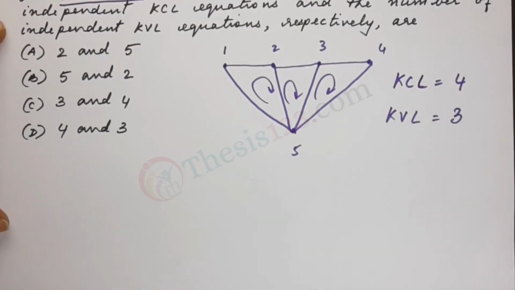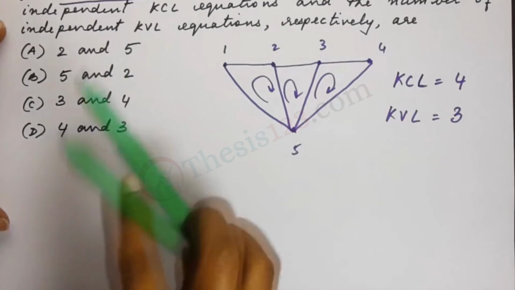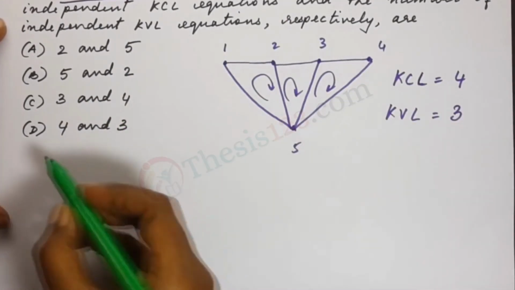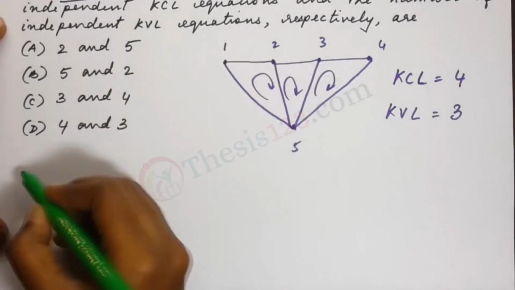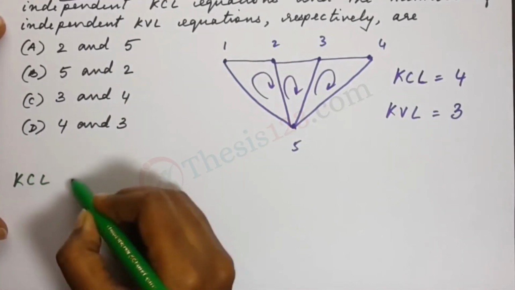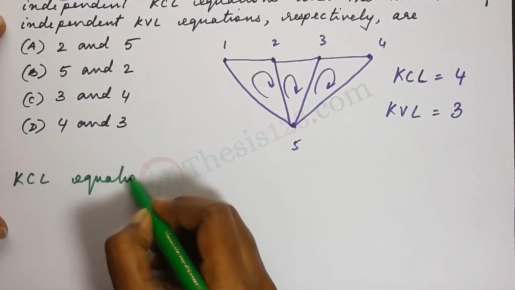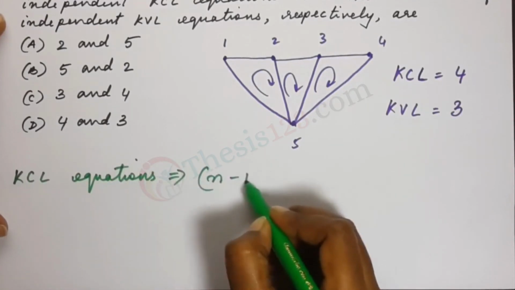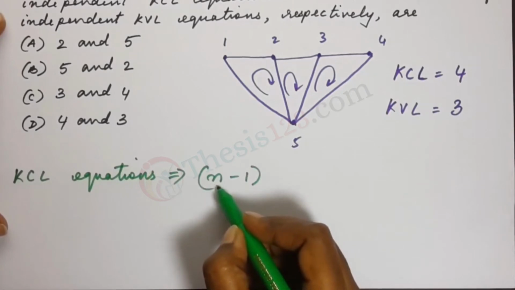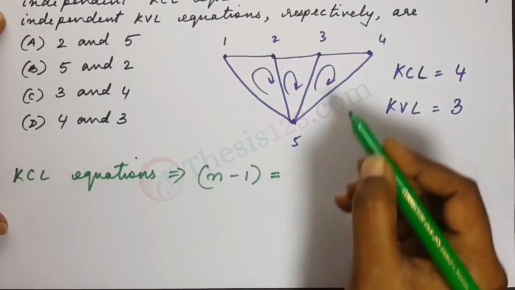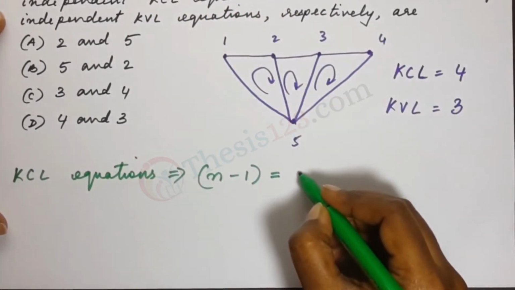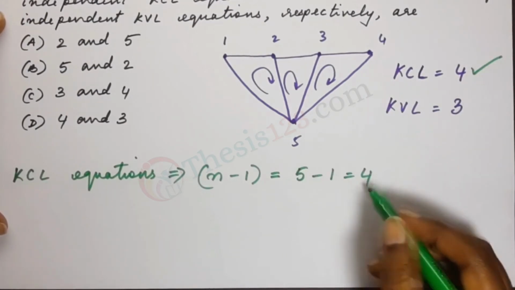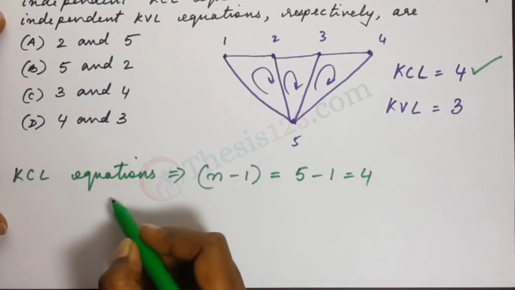So now I'm going to give you the formula based on how to solve if you get something like this in the exam. The number of KCL equations, the formula is n minus 1, the total number of nodes minus 1. So in this case, the total number of nodes is 5. 5 minus 1 equals 4. So we have 4 KCL equations.